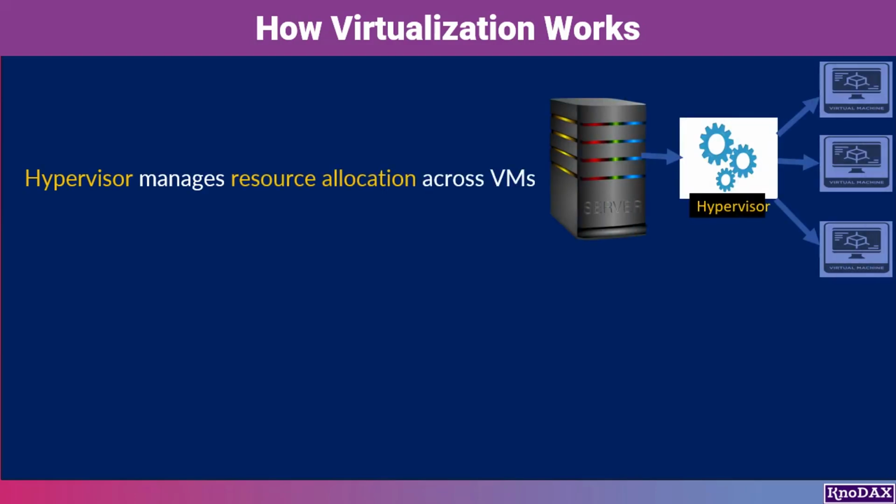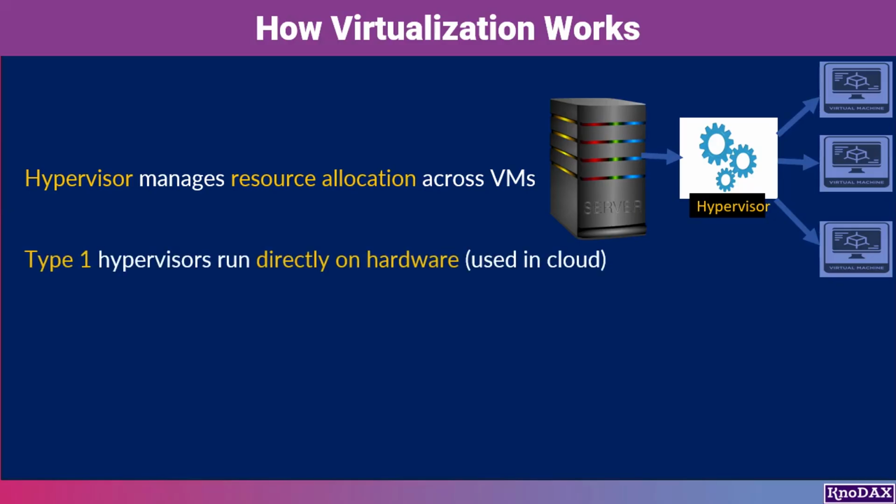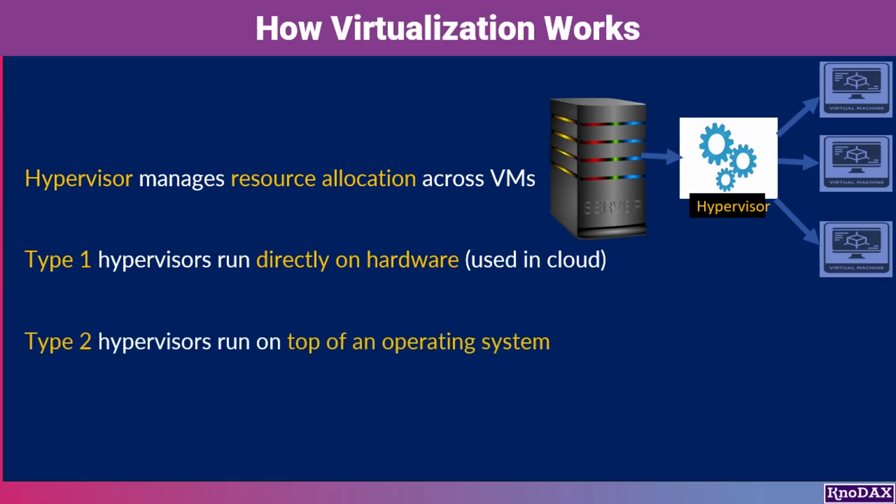This is made possible by a software layer called a hypervisor. The hypervisor sits between the hardware and the virtual machines and manages how resources like CPU, memory, and storage are allocated. It ensures that each VM gets the resources it needs without interfering with the others. There are two main types of hypervisors: Type 1, which runs directly on the physical hardware, and Type 2, which runs on top of an operating system. Cloud providers typically use Type 1 hypervisors for better performance and efficiency.